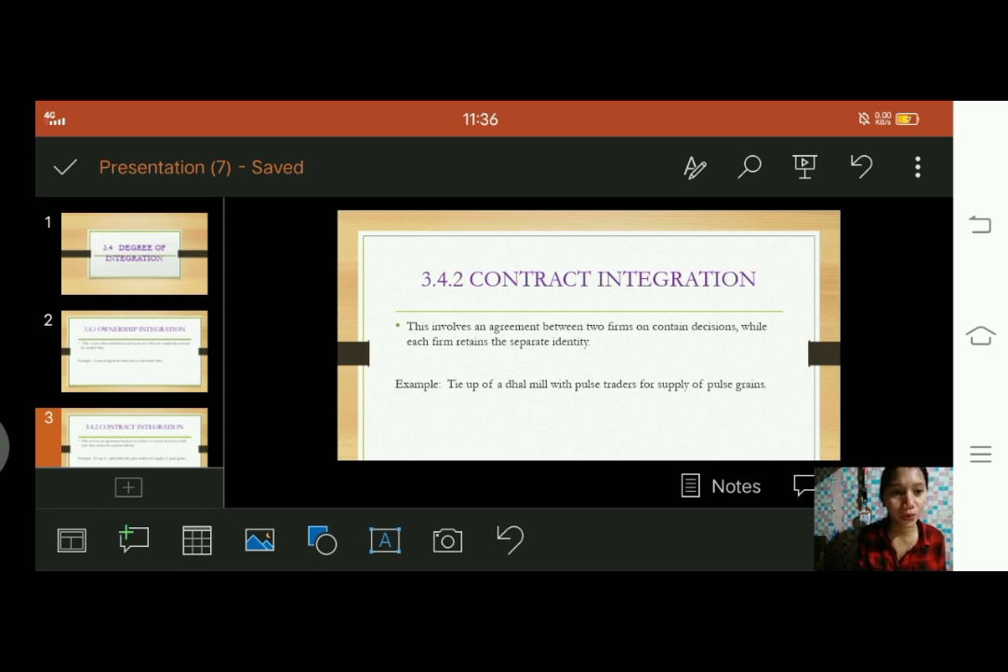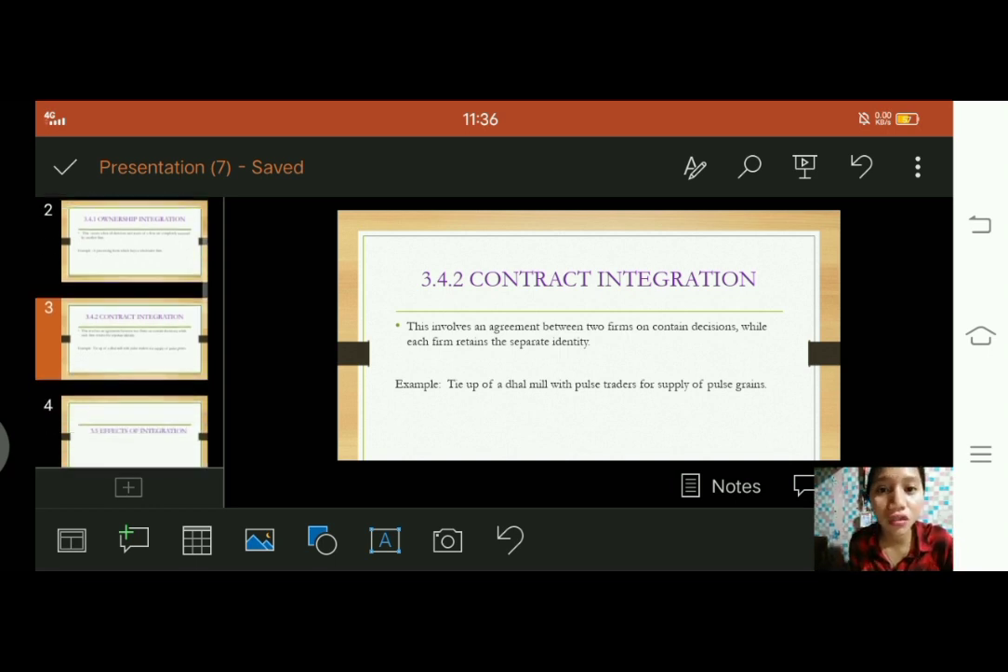Ibig sabihin nito, there are two firms or two companies that are merging with each other, although magkaiba yung may-ari ng company, pero nagkakaroon sila ng merging ng mga share, usually para mapalakas ang isa't isa.